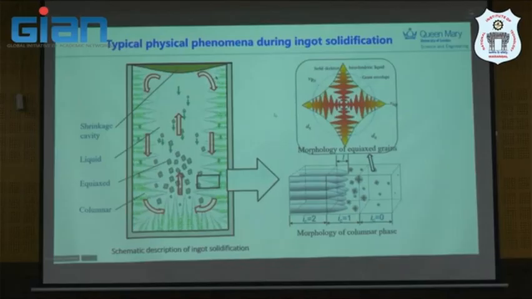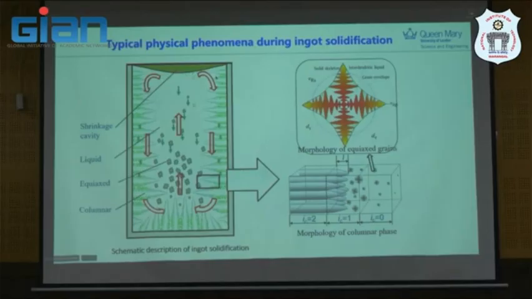So as the solidification progresses, the liquid shrinks, air will be sucked from the top of the ingot, and finally the shrinkage cavity is formed at the top of the ingot.